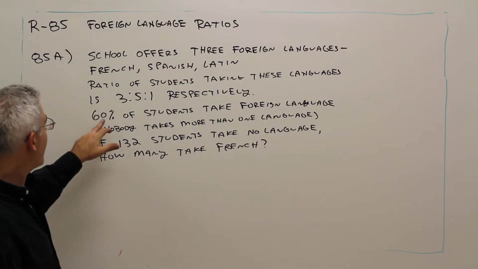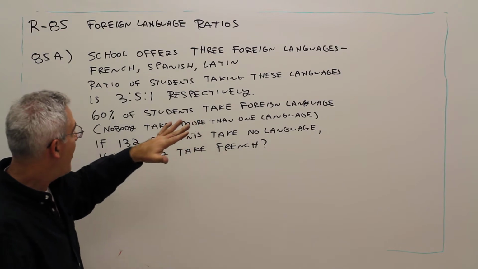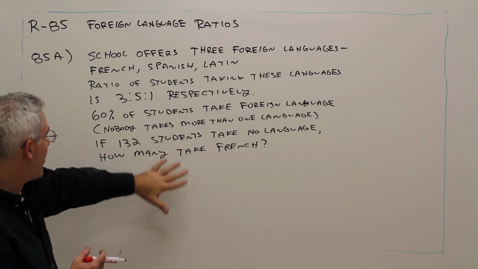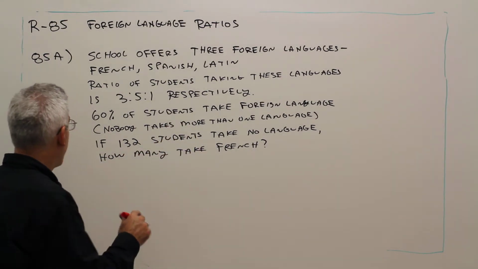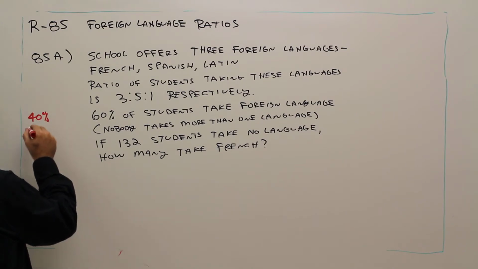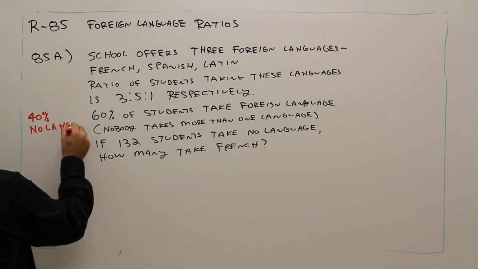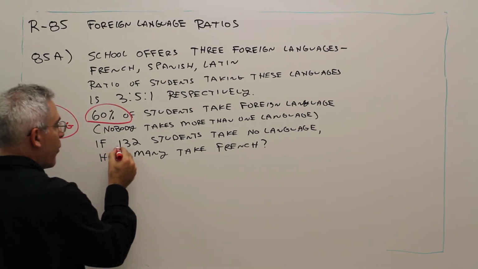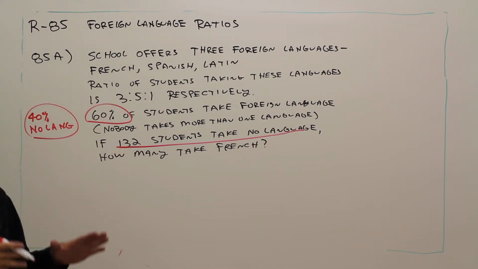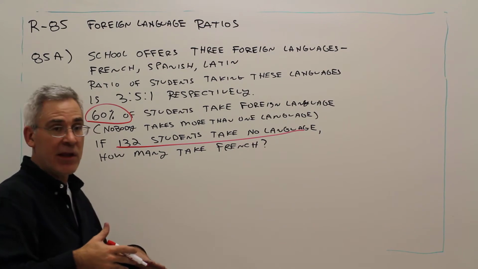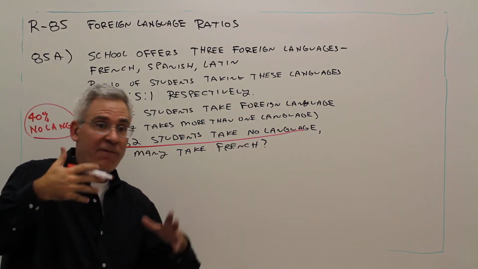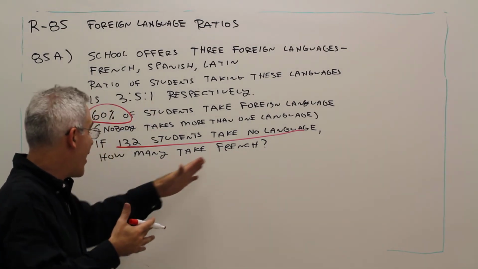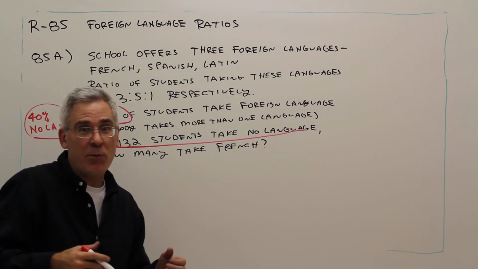Okay, so whenever they say 60% of students take a foreign language, then that means 40% take no language. And I'm going to get to the no language because I talk about a no language over here, and I'll be able to get a ratio. So let's just make a note. 40% no language. So I've got 40% no language and 60% have a language. And I've got 132 no language. I'll be able to set up a ratio and find out how many do take a language. And then once I find how many do take a language, I'll be able to use this ratio and sort it out to see how many take French. So that's where I'm going with the problem.